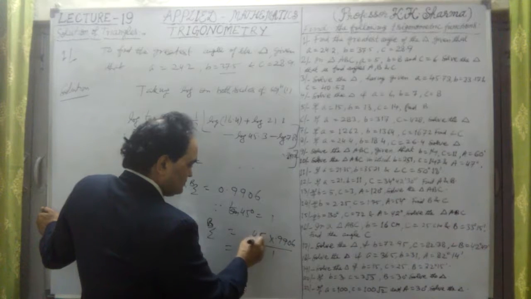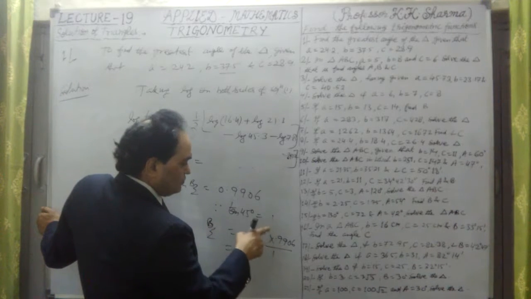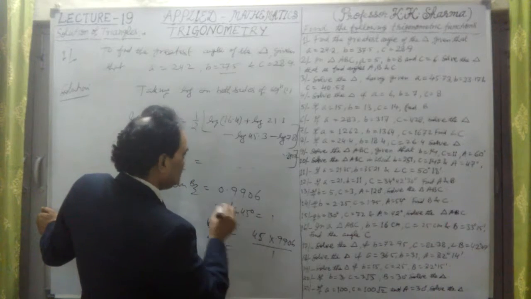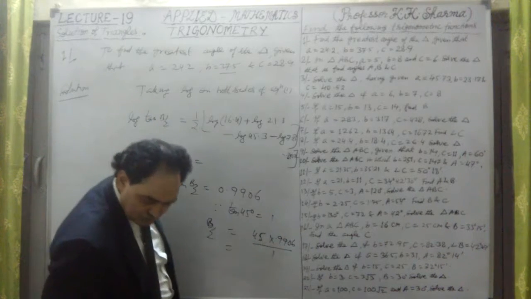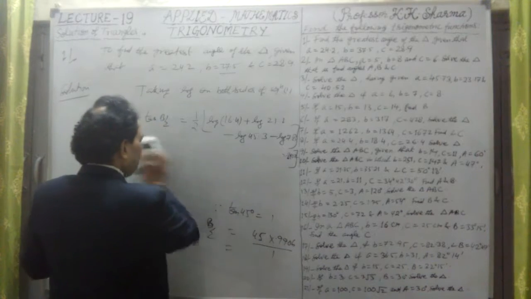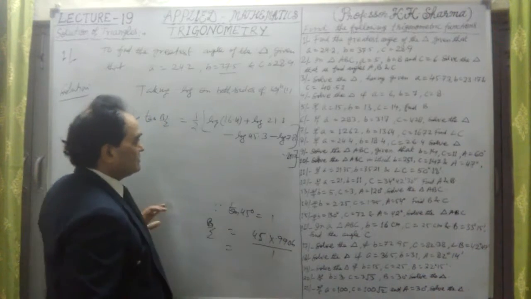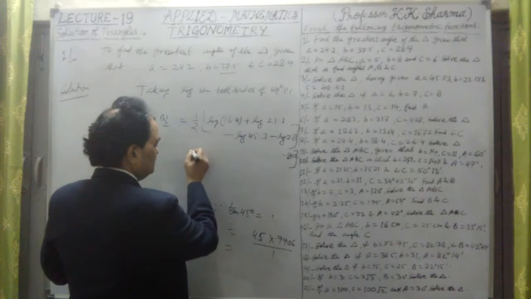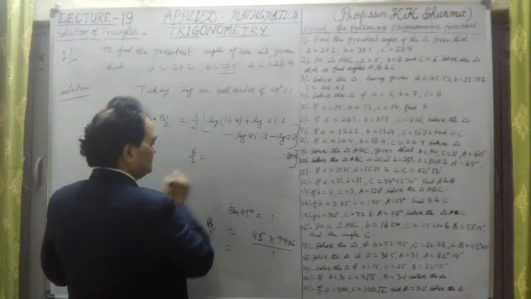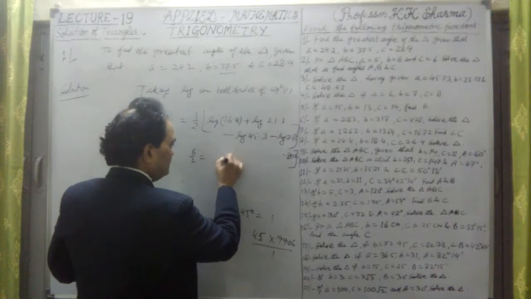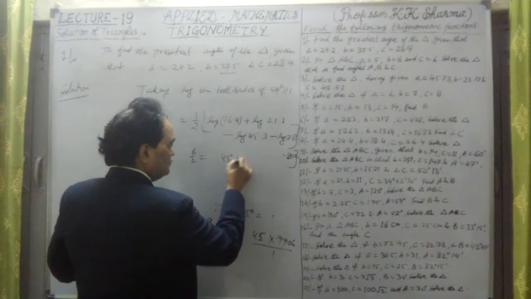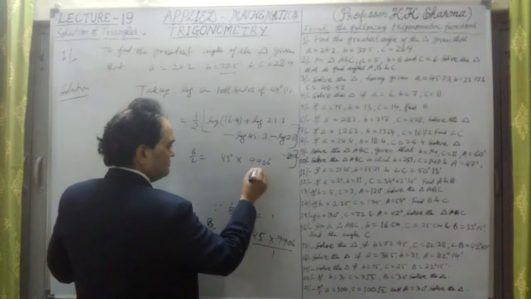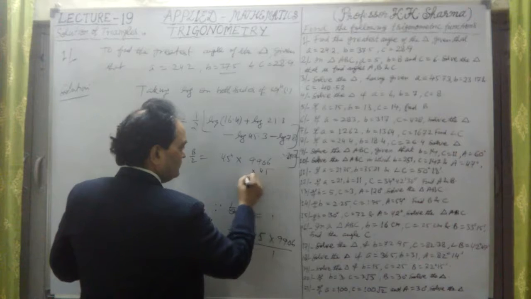So what is the value of this? 45 into 0.9906. Let me multiply this properly. So that angle b by 2 is to be calculated. So b by 2 angle is equal to 45 degree into 0.9906. Now let me multiply this by 45.